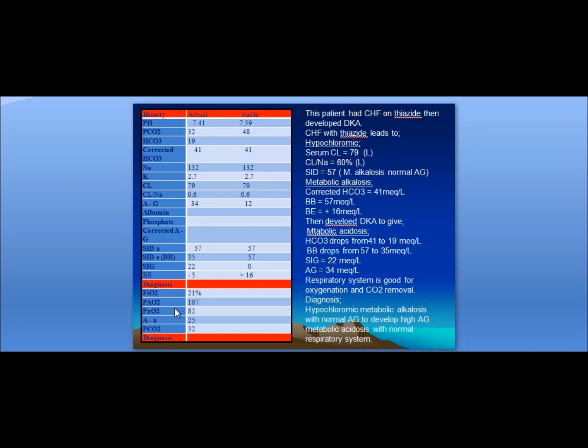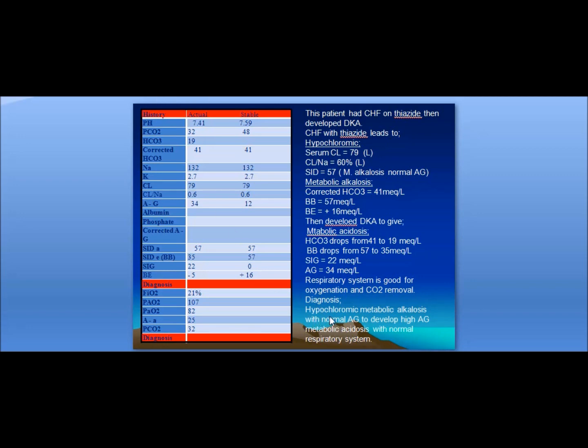What about the oxygenation state? She was on room air. We calculate alveolar partial pressure of oxygen 107. They measured the arterial oxygen 82, and the alveolar-arterial gradient is 25. It's a little bit high, most probably due to lung pathology in the form of interstitial edema. What about the ventilation state? It is good. This is a good compensation to the metabolic acidosis.